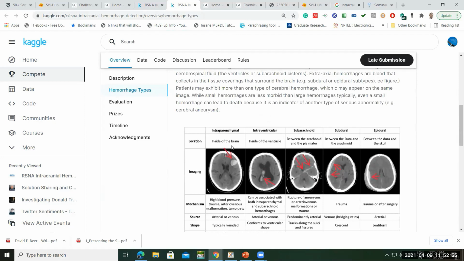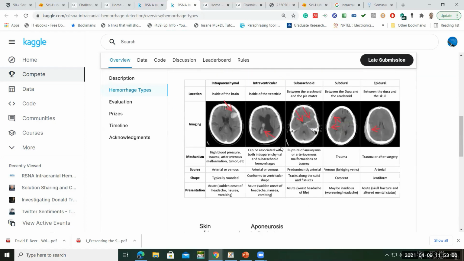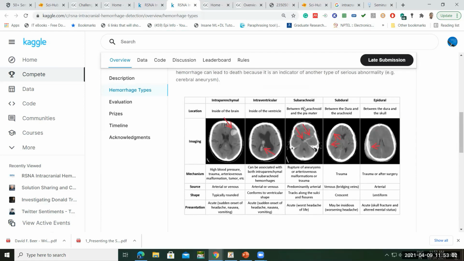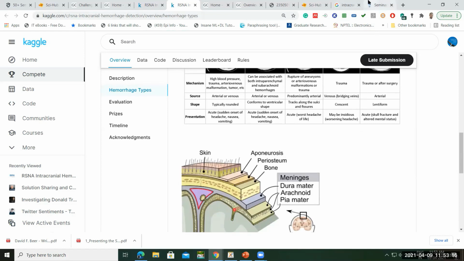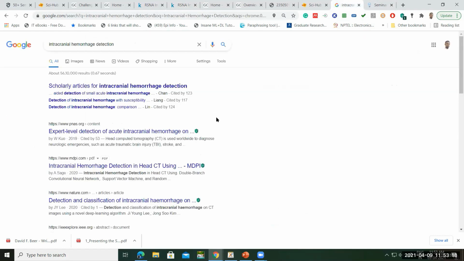So the first one is called what? Intraparenchymal, inside the brain. Intraventricular, inside the ventricle. Subarachnoid, between the arachnoid and the pia mater. And then this is subdural, which is between the dura and the arachnoid, and then the epidural, which is between the dura and the skull. So you see the infographics there. Directly, if you don't know where to start, do a Google search on intracranial hemorrhage.